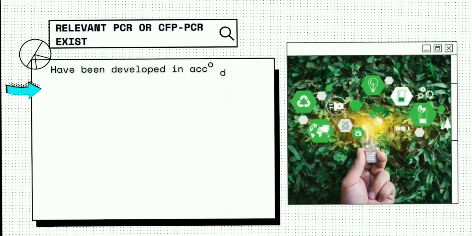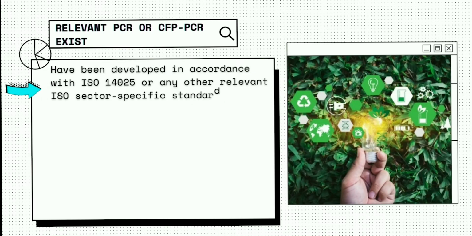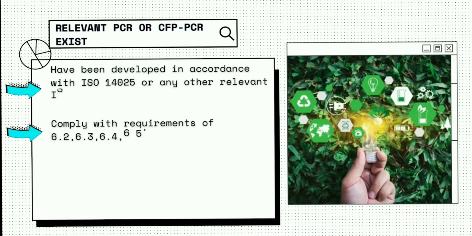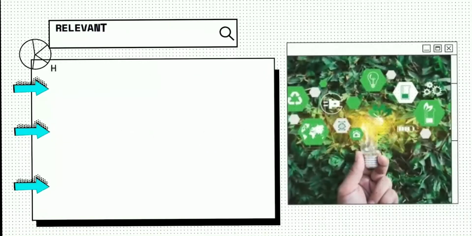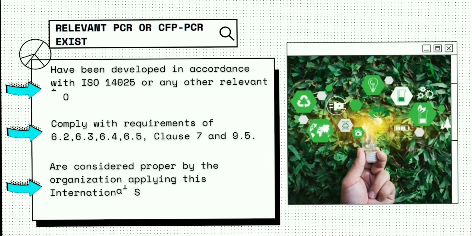The first type of requirement is what needs to be done if a relevant PCR or CFP PCR exists. First, it has been developed in accordance with ISO 14025 or any other relevant ISO sector-specific standard. Second, it needs to comply with the requirements of 6.2, 6.3, 6.4, Clause 7 and 9.5. Last but not least, it needs to be considered proper by the organization applying this international standard and be in accordance with the principles in 5.2.